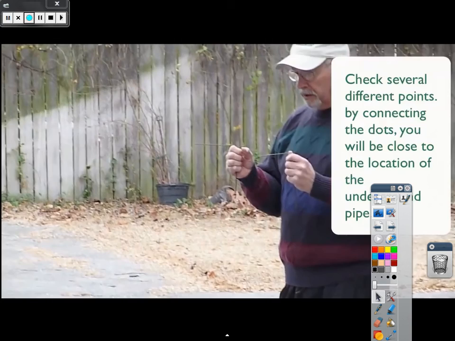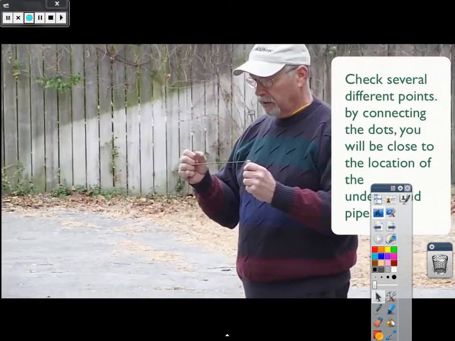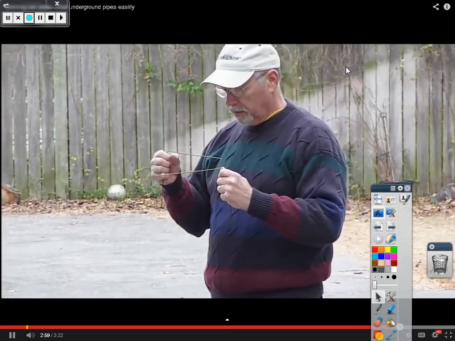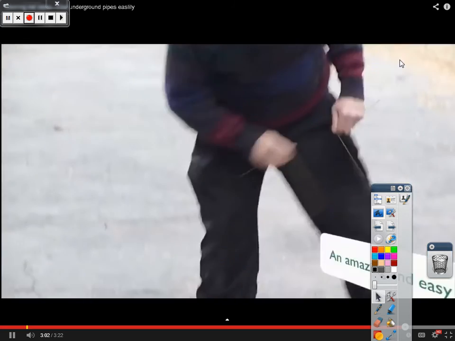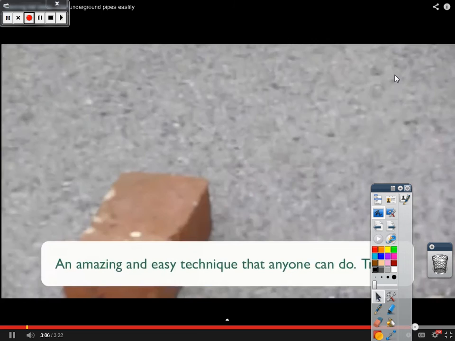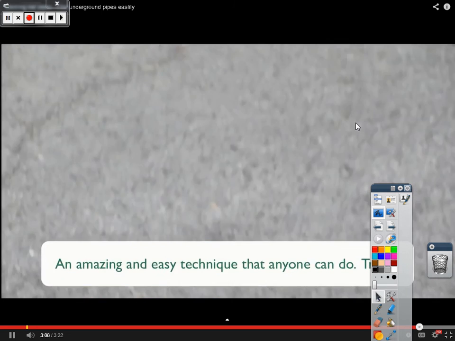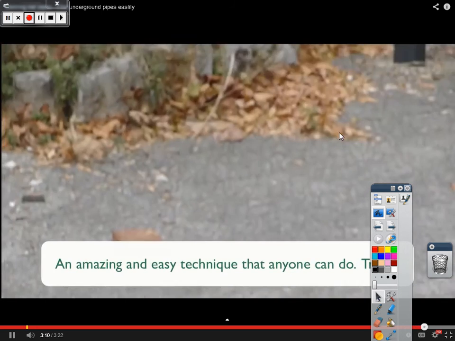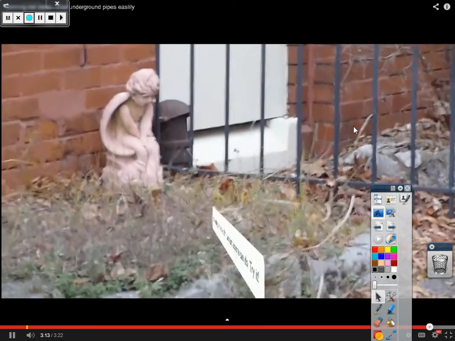Find another spot, place a brick. And as you can see in the end, they are in a straight line. That's where the sewer line is. I guarantee you he's probably an engineer. One reason I say that is because, one, he's wearing tennis shoes with regular work clothes. That's usually an engineer.